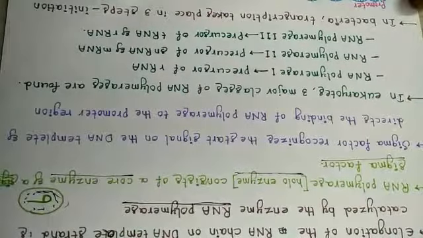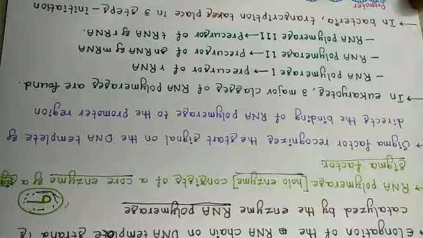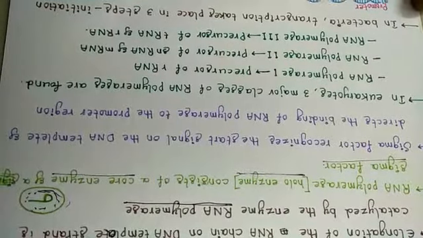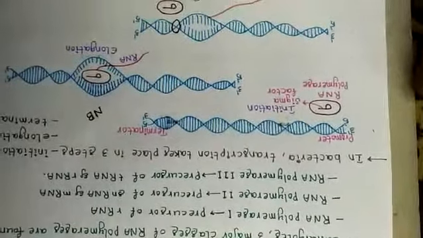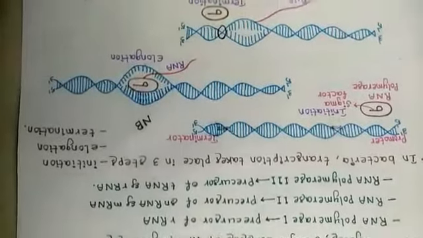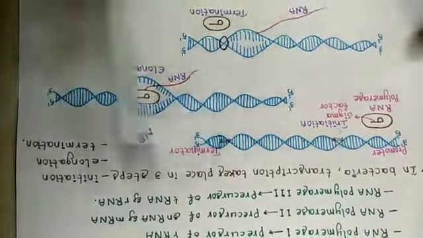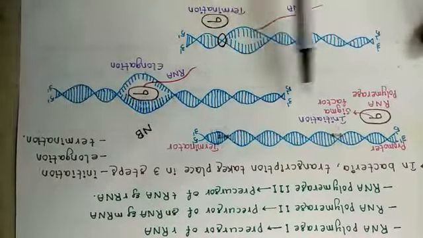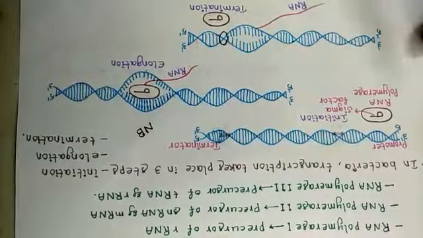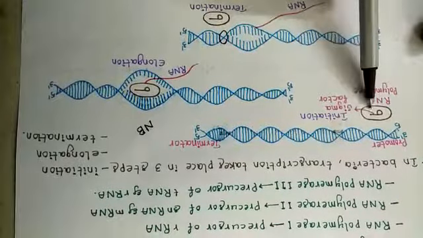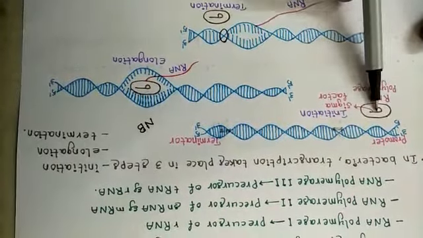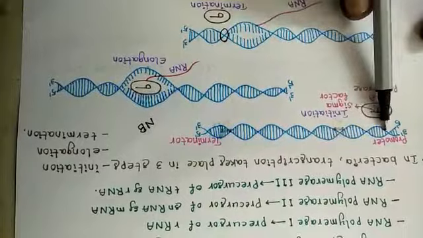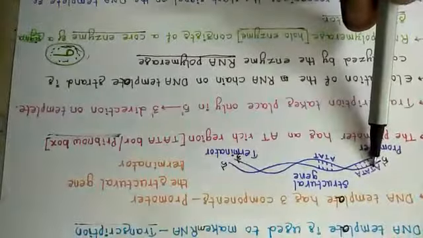See here, the process of transcription goes simply in the eukaryotes. If you see the prokaryotes like bacteria, transcription takes place in three steps: initiation, elongation and termination. In initiation, the RNA polymerase, which consists of a sigma factor, binds with the promoter region, which is very rich with the TATA box, as I told you.